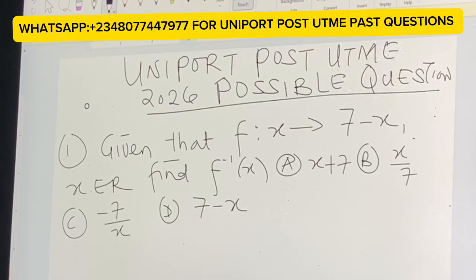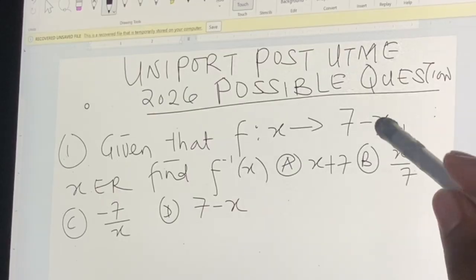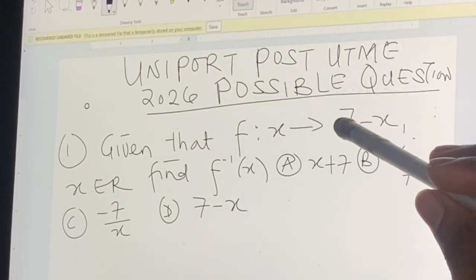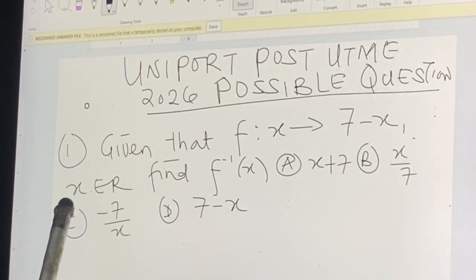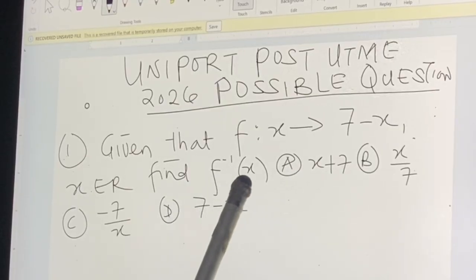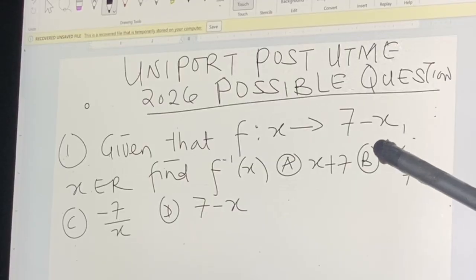Question 1, we are given this. They said, given that f such that s tends to 7 minus s, for s an element of all real numbers, find f inverse of s. These are the options given to us.